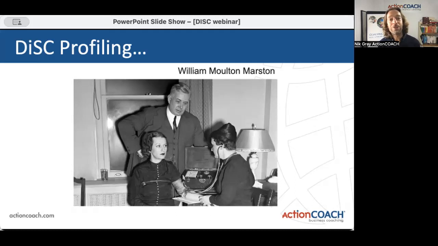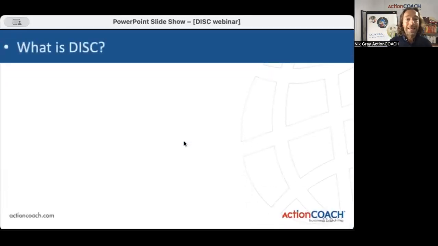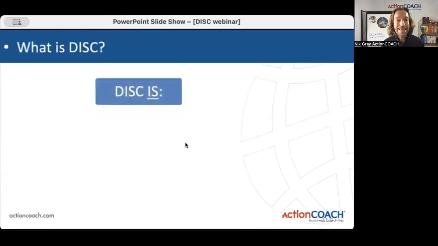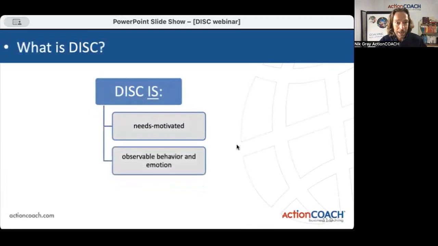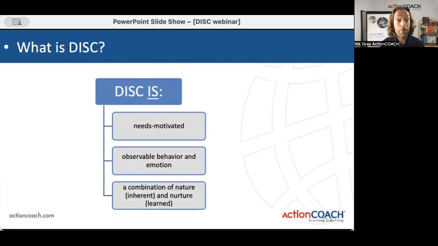I'm not sure if he took it on to develop it further, but he was the one who came up with the initial invention of it. So what is DISC then? It's about needs, motivated and observable behavior and emotions, and it's really about behaviors and how people behave. It's a combination of nature, basically what we inherit, and nurture, what we learn through growing up.